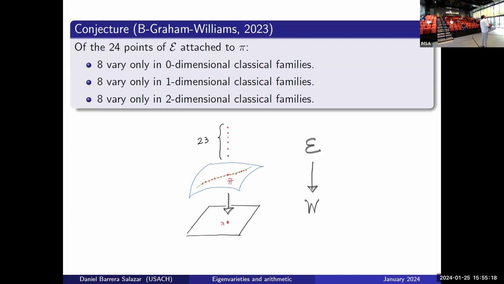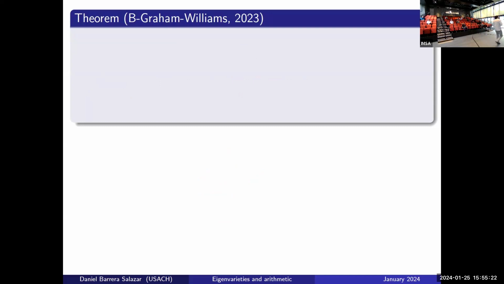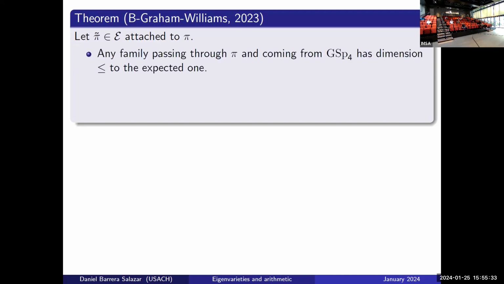I think it's a little bit vague, but let me explain the theorem and the ideas of the proof. The theorem that we proved with Andrew Graham and Chris Williams is this: take a point among these 24 points of that automorphic representation. The first step that we proved in general is that if you consider the classical families passing through it, coming from GSp4, the dimension is smaller or equal than the expected one. For example, in the first class, you have no deformation in a classical family, just purely a fundamental deformation. Remember that the first class is when the classical families are of dimension 0.